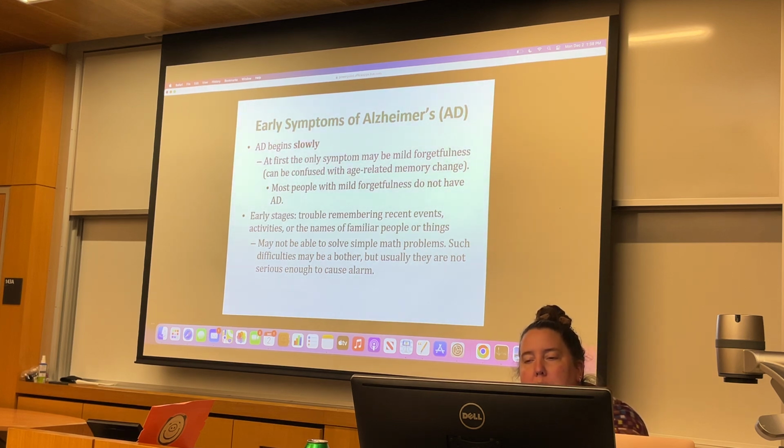At first, the only symptom may be mild forgetfulness, which can be confused with age-related memory change. So most people with mild forgetfulness do not have Alzheimer's disease, okay? All of us, as our brains get older, that's just how things work, will start to have a little bit of memory trouble, like word finding. I feel like I'm 36 and I already have trouble with word finding.